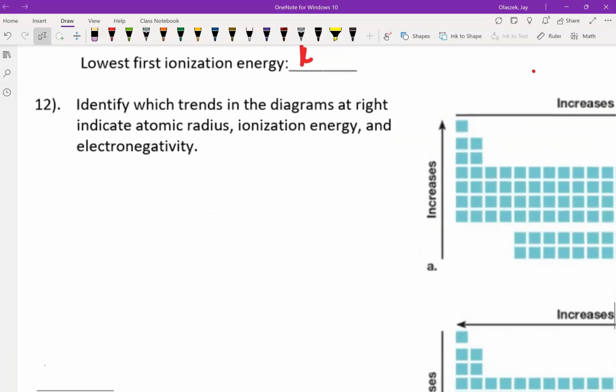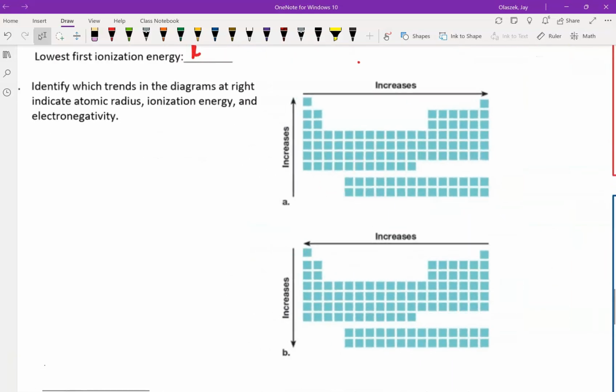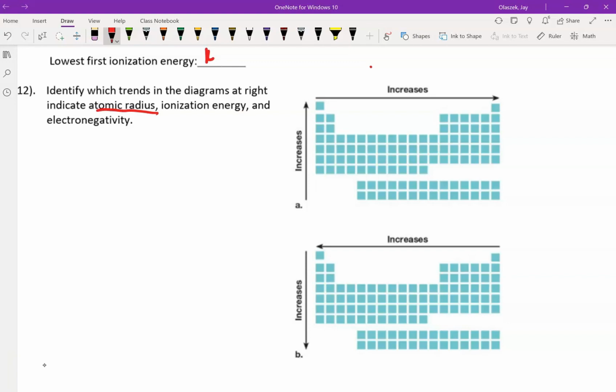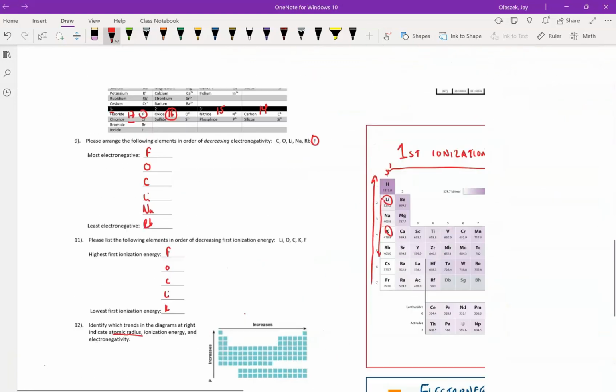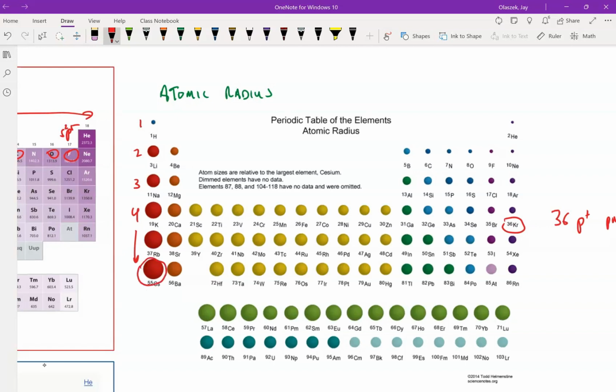Number 12 is going to ask which trends in the diagrams at right indicate atomic radius, ionization energy, and electronegativity. All right, well, let's do the atomic radius because we know according to this table here that radius is biggest in the bottom left and smallest in the upper right.